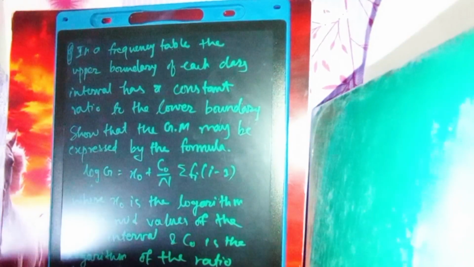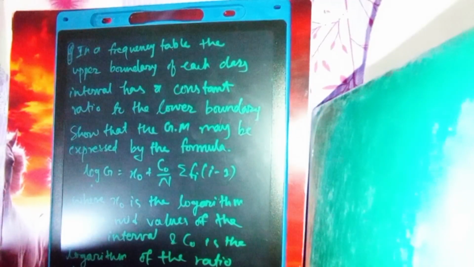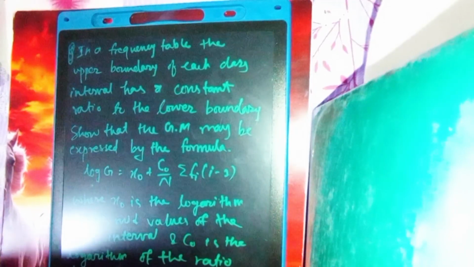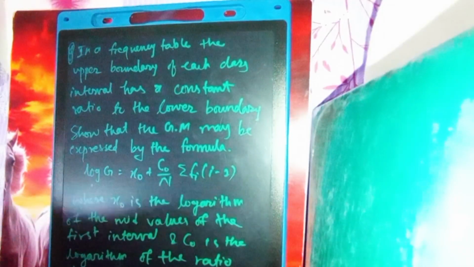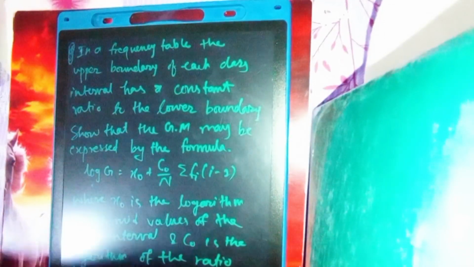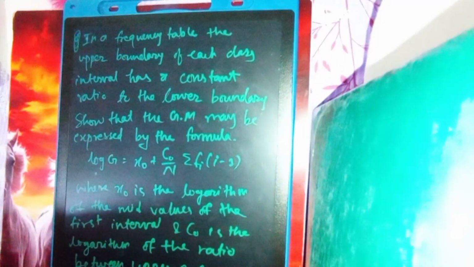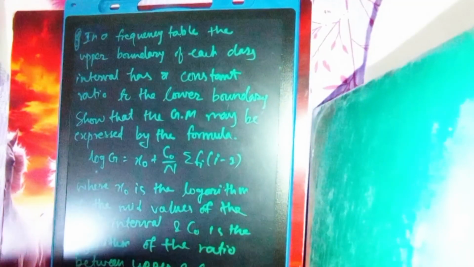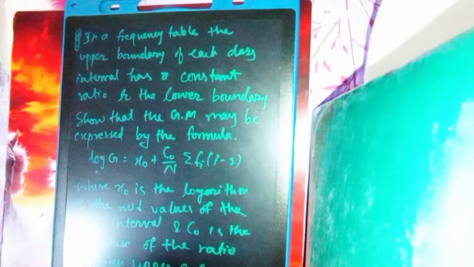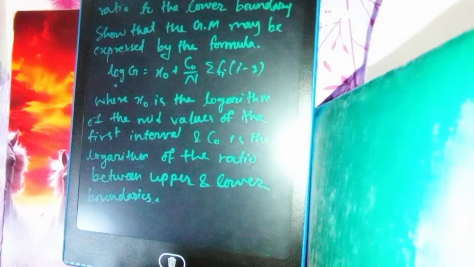In a frequency table, the upper boundary of each class interval has a constant ratio to the lower boundary, so that the GM, the geometric mean, may be expressed by the formula log G equals x0 plus c0 by n summation of i from 1 to i minus 1, where x0 is the logarithm of the mid value of the first interval and c0 is the logarithm of the ratio between upper and lower boundaries. Okay, I hope you see the question clearly.